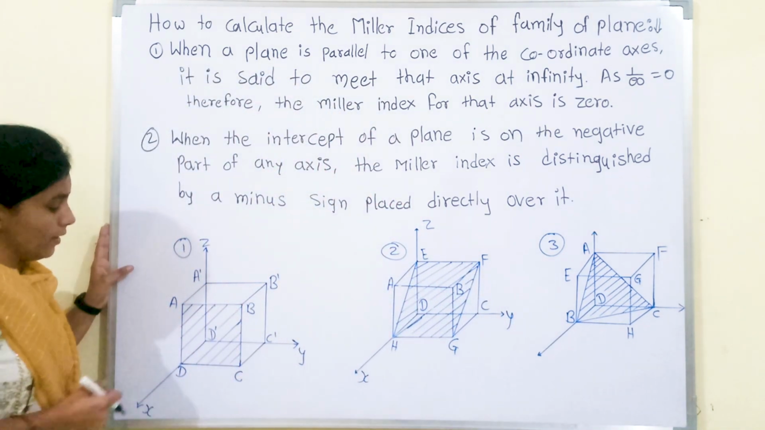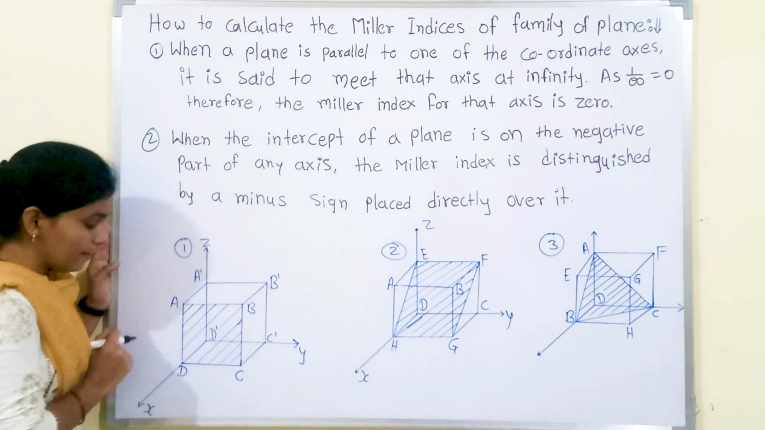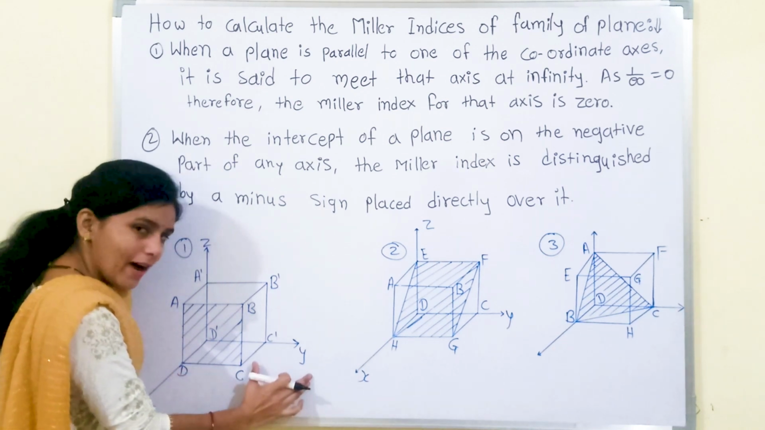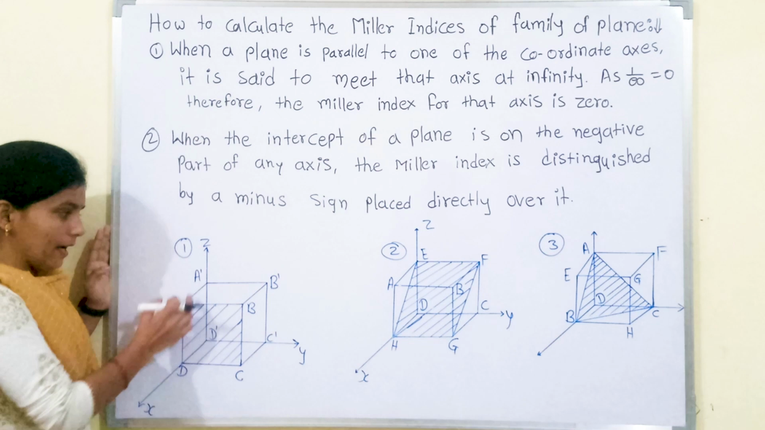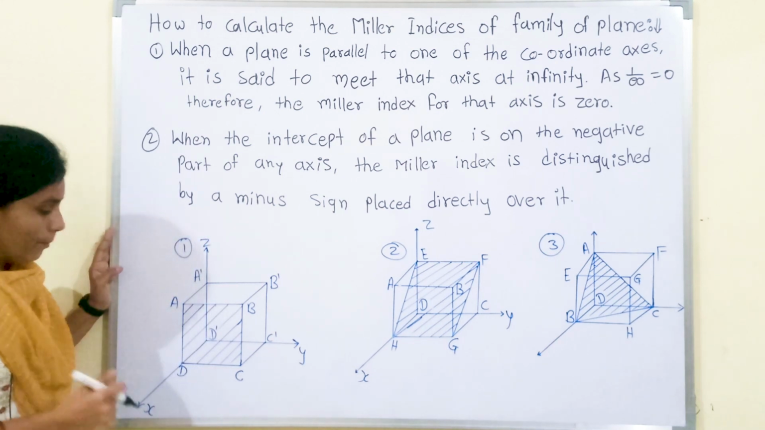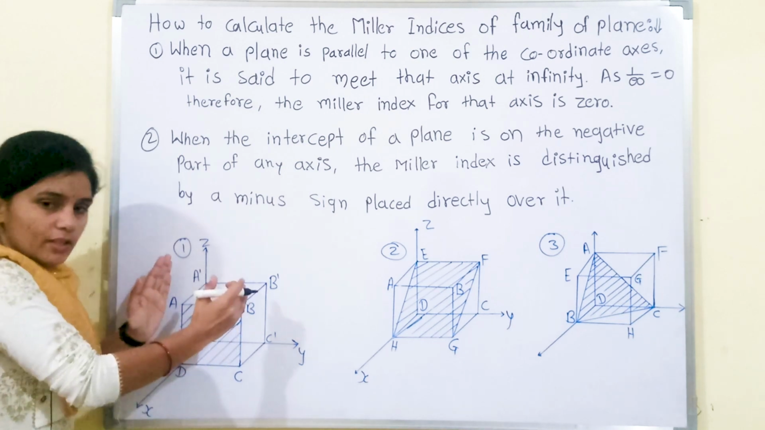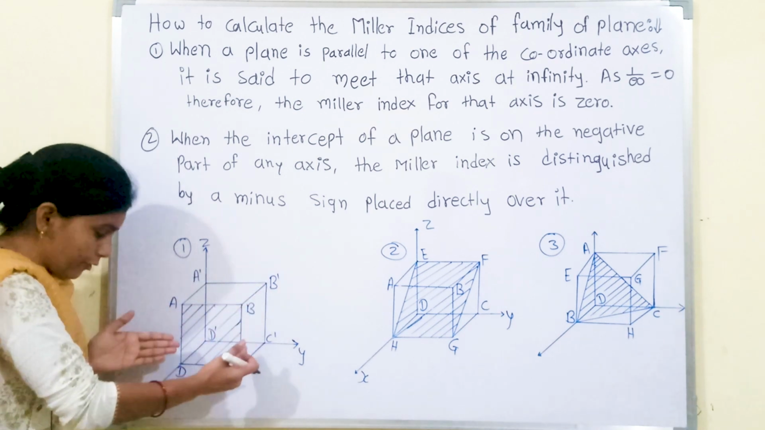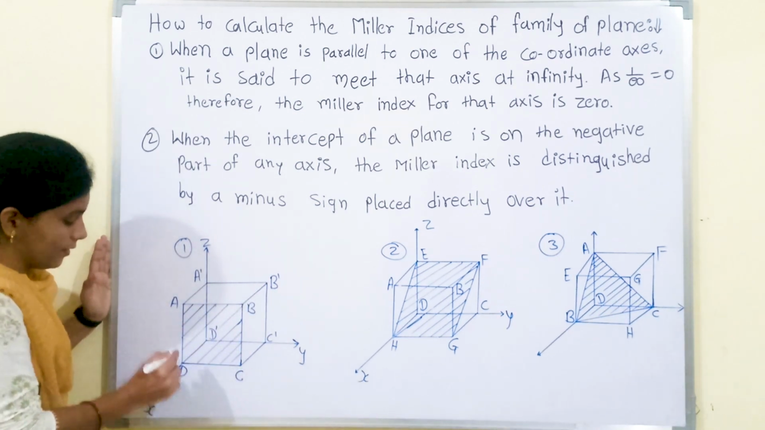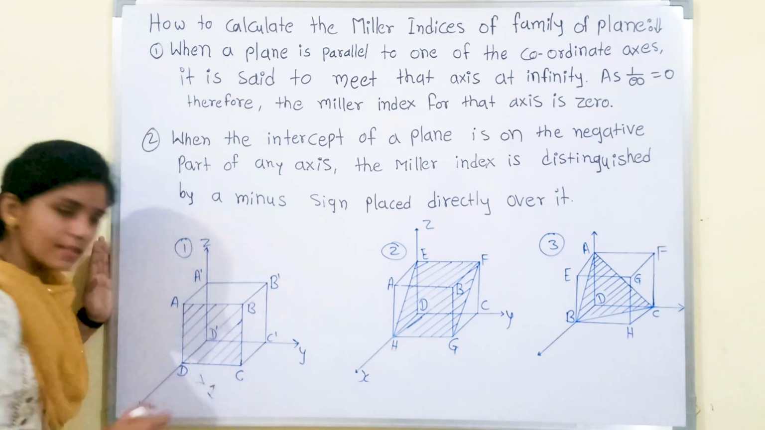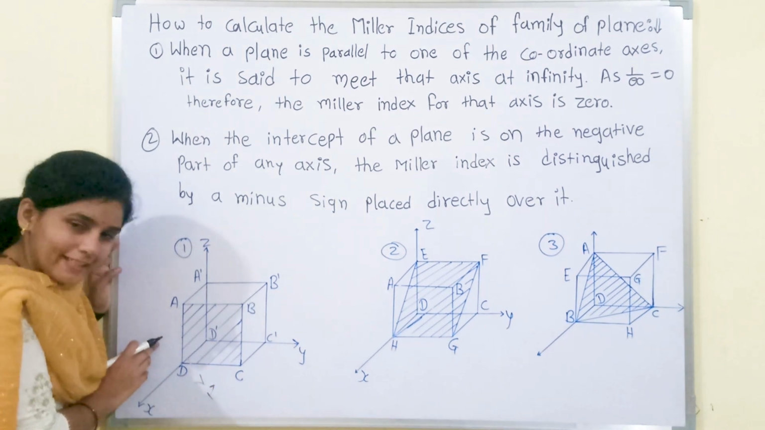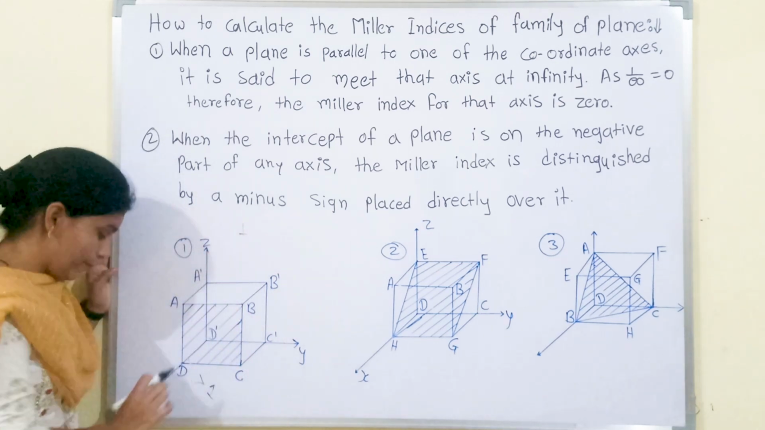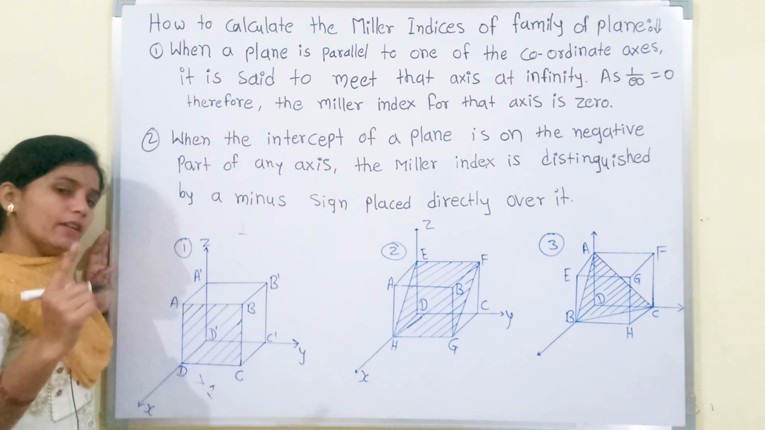So here in figure 1, the plane ABCD is parallel to the y-axis and also parallel to the z-axis. If we consider this a unit cell, the edge length of this unit cell is 1, it's unity. So the intercept of this ABCD plane on the x-axis is 1, because this is the edge length which is unity.